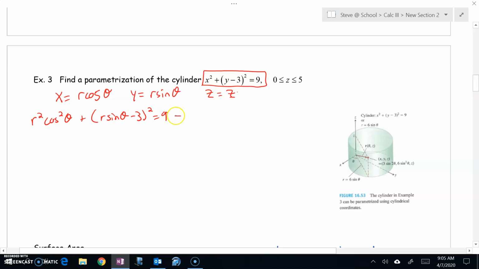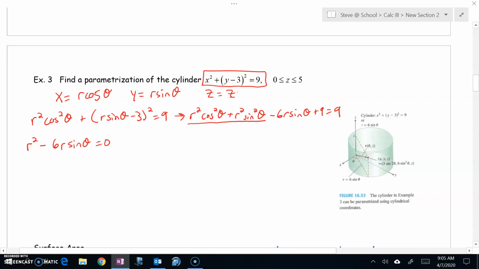When you FOIL and simplify this, you get r squared cosine squared theta plus r squared sine squared theta minus 6r sine theta plus 9 equals 9. You should recognize that when you factor an r squared out of that piece, you get the identity cosine squared plus sine squared, which is 1. So you just get an r squared. Basically this turns into r squared equals 6r sine theta, and then the 9's cancel out, so we get equals 0.